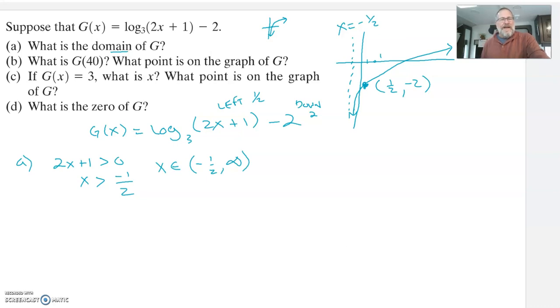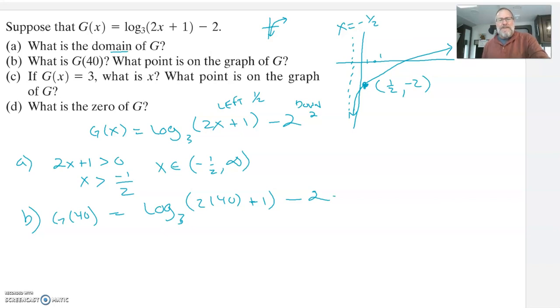What is g of 40? That's just plug and chug stuff. So g of 40 is just plugging it in. Log base 3 of 2 times 40 plus 1. And then got to be careful here. That's an exponent. So we got to do all of this log base 3 stuff first. And then whatever number comes out, I'm going to take away 2. Order of operations is huge here.